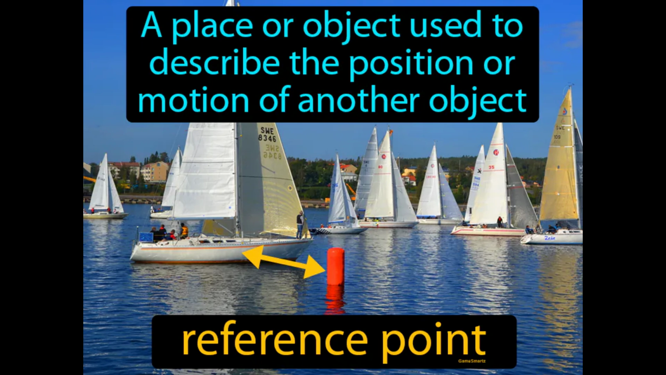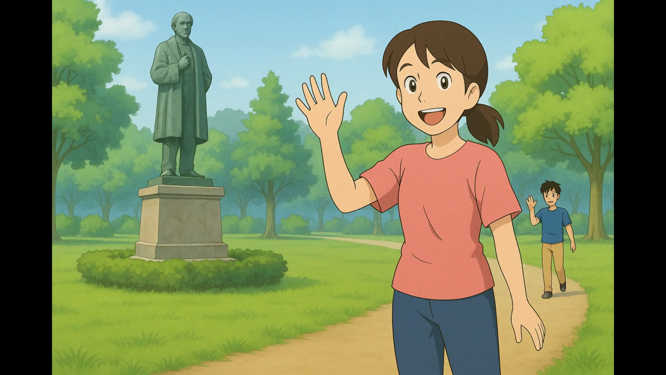A place or object used to describe the position or motion of another object. Reference point. In science, a reference point is a fixed place used to determine if something else is moving. Imagine you're trying to meet a friend in a crowded park, but neither of you knows exactly where the other is. You decide to use a large, distinct statue in the park as your meeting point, which helps you both describe your position relative to it and allows you to find each other more easily.